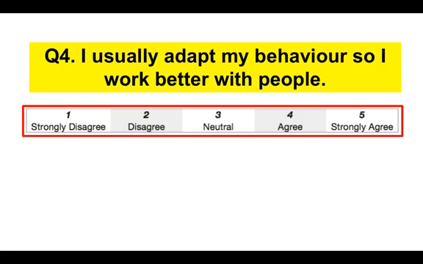Next one. I usually adapt my behaviour so I work better with people. Yes, I've put agree there, not strongly agree, because it depends on the other person as well. But I will usually adapt my behaviour so I work better with people, because that is helping the team.